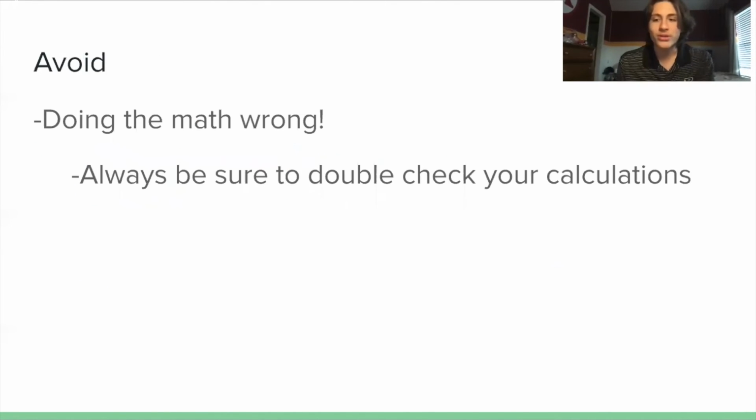What you need to avoid throughout this whole process is doing the math wrong, obviously, and that's pretty much the biggest thing that you can mess up on. Just follow the steps and don't do the math wrong. And always double check your calculations, especially if this is new to you. Just do the math correctly and you should be set, especially on these very simple polynomials.